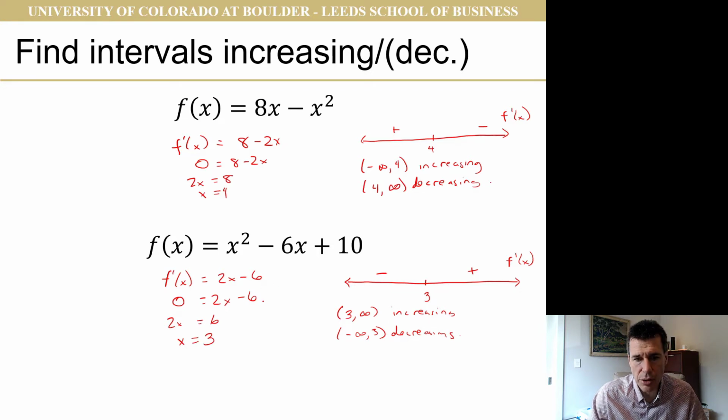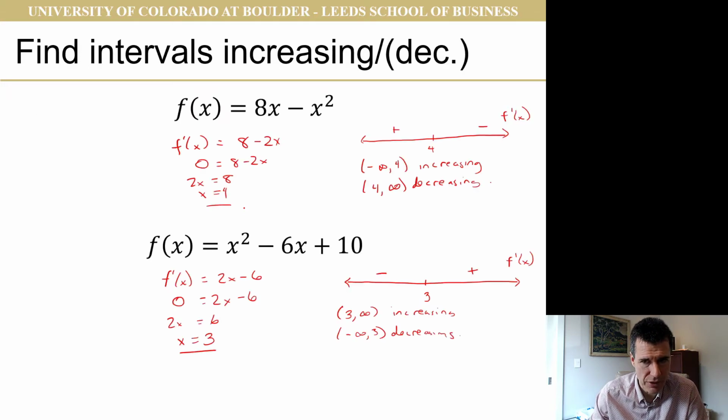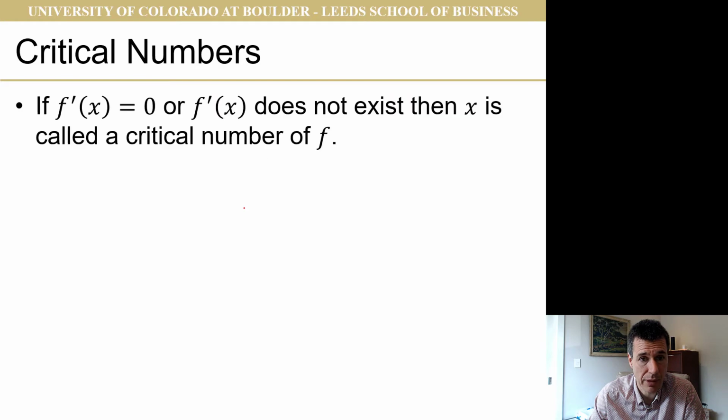So this leads to the observation that the interesting points for this derivative is when it's equal to 0. So we define a critical number as an x value where either the derivative is 0 or the derivative does not exist. So that's called a critical number. And again, from what we've just seen, a critical number is a place where the derivative can go from positive to negative or negative to positive, which means a critical number is a place where the function can change from increasing to decreasing or decreasing to increasing. It doesn't have to change, but it's a place where it can change. So that's what a critical number is.